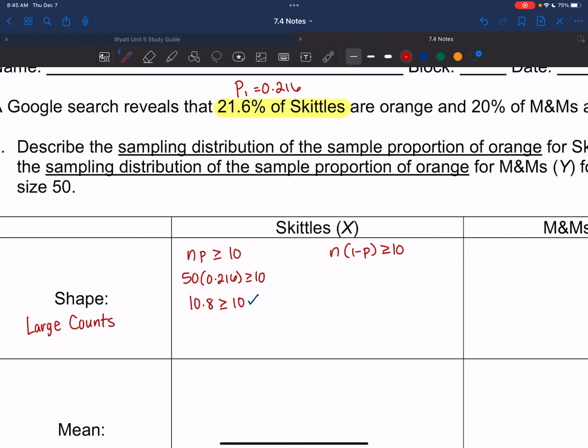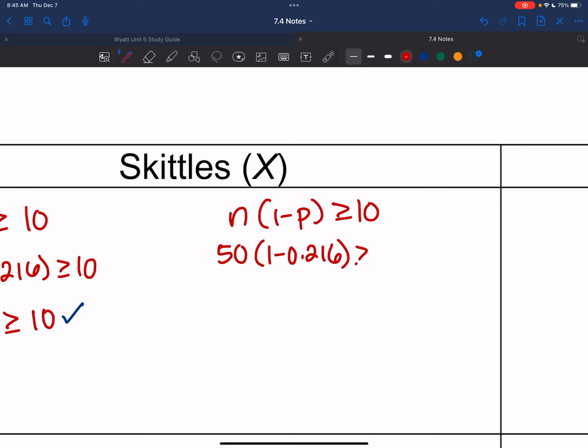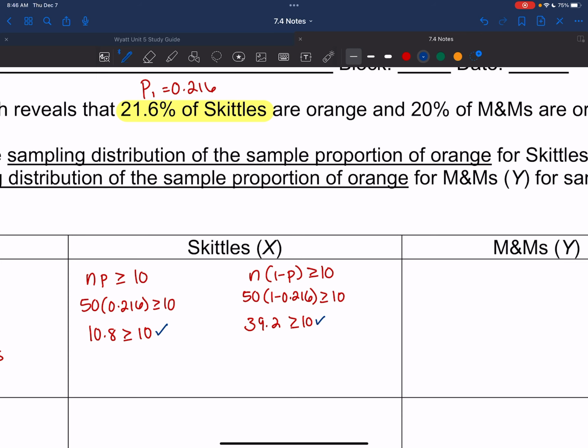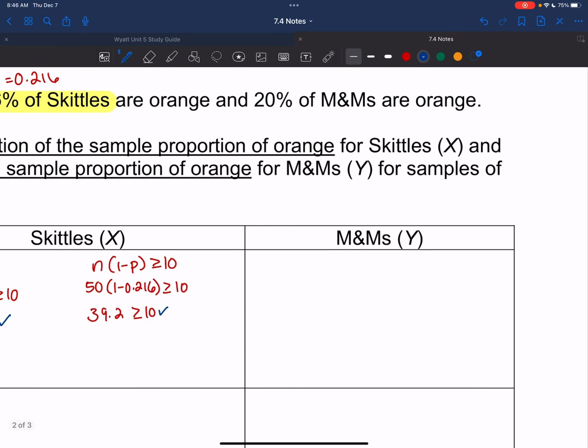Now, if we do N times 1 minus P, we're going to get 50 times 1 minus 0.216. And if we do that, we're going to get 39.2. And that's also greater than or equal to 10. So the Skittles work. And then if I'm looking at M&Ms, remember, still the same formula. NP greater than or equal to 10, N times 1 minus P greater than or equal to 10.